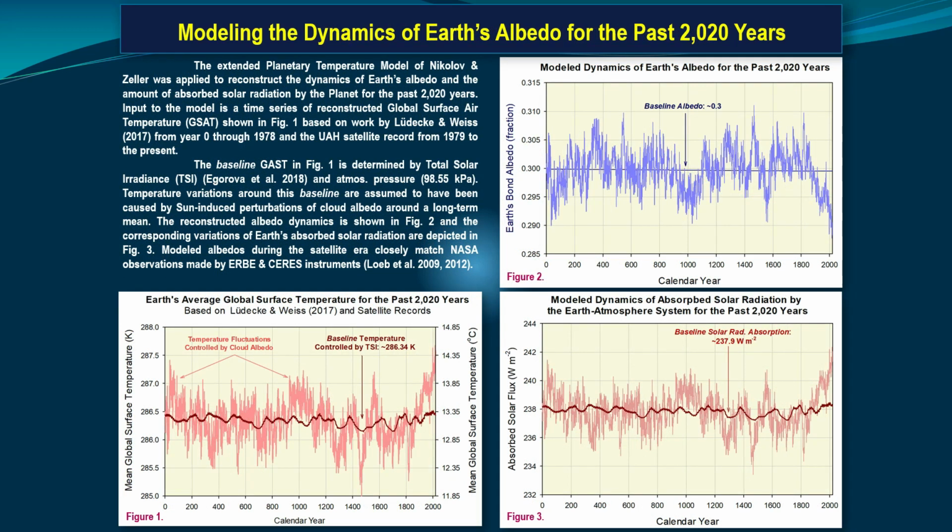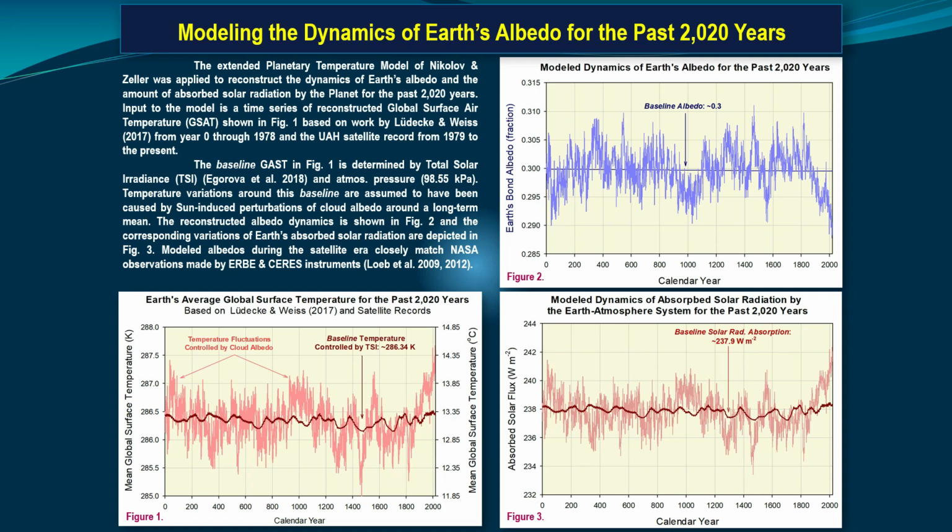This slide depicts model dynamics of Earth's albedo and absorbed solar radiation for the past 2020 years, estimated from proxy-based reconstructions and instrumental records of global surface temperature variations shown on Figure 1. Note that the modeled albedo shown in Figure 2 varies about plus or minus 1% around a baseline value of 0.3, while the modeled absorbed solar radiation shown in Figure 3 fluctuates between 235 and 242 watts per square meter. Modeled albedos during the satellite era, 1979 to the present, closely match NASA observations made by the CERES and the ERBE instruments. ERBE stands for the Earth Radiation Budget Experiment, a NASA-funded project that was executed in the 80s.